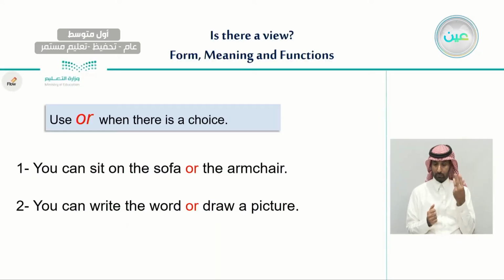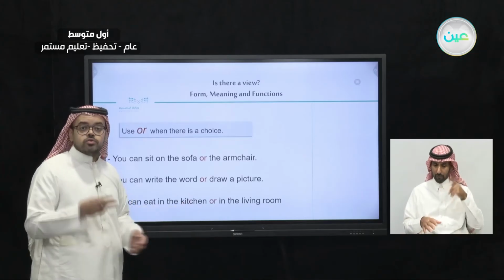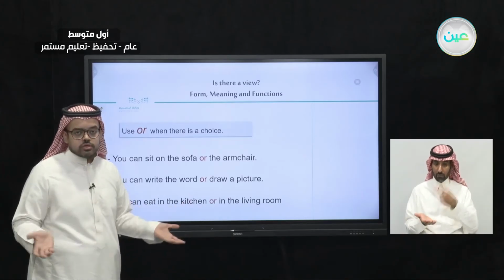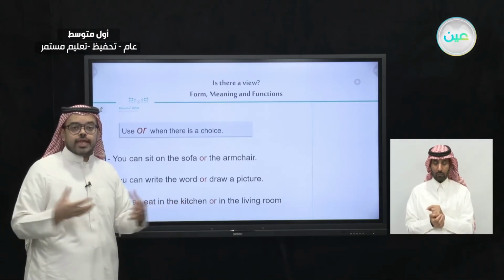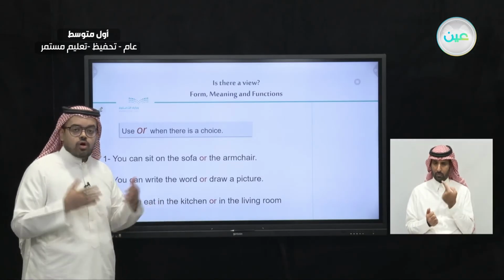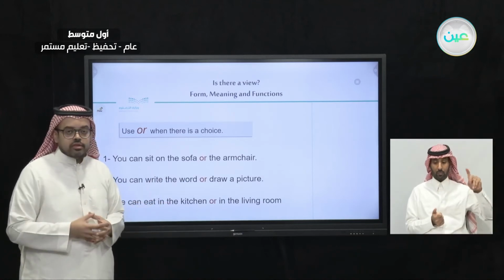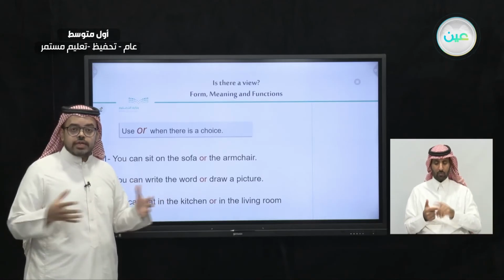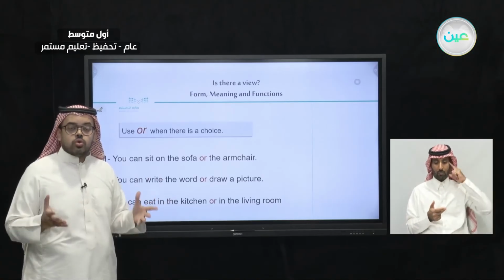Number three, we can eat in the kitchen or in the living room. So here we have two options of places that we want to eat in. If we have two options, we use or to connect those options. So here we have learned all three conjunctions: and, to connect similar ideas in words; but, to connect different ideas in words; and or, to connect two options.